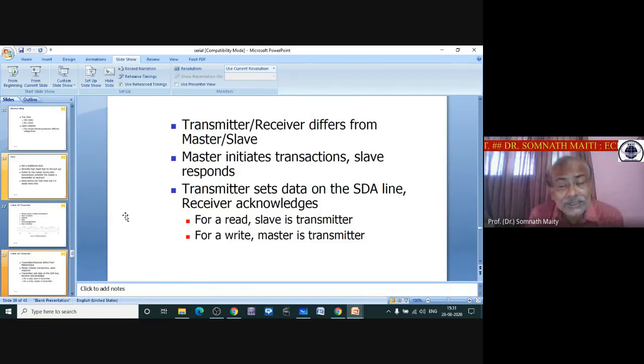Data read. So it is this read and write. This operation is thought of in terms of the master. Master is reading, so that means the slave is transmitting data, and write means the master is sending data to the receiver. So the master is the transmitter in a write operation. Under a read operation, the slave is the transmitter.